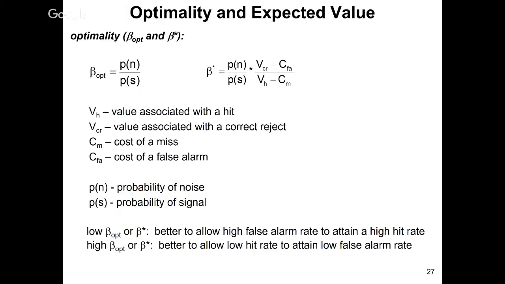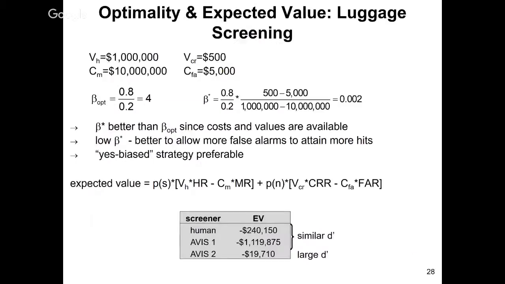We could have guessed that with explosives and luggage. You'd rather have to pull several people off the line every day to wand them or pat them down or whatever. You'd rather have more false alarms than to miss one. So that's what that means when we look at this really low beta. What that tells us is go ahead and have a bunch of false alarms just so we can make sure that we don't let anything through that we don't want.